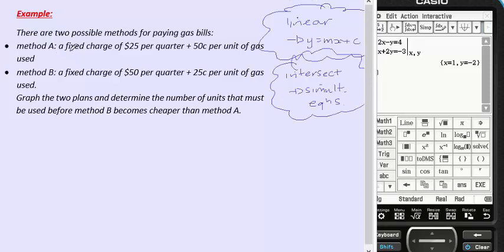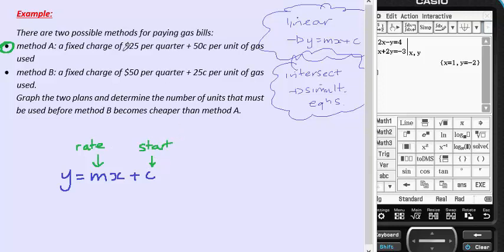Now, first of all, we've got a gas paying method where there's a fixed charge of $25 per quarter and 50 cents per unit. Remember, when we deal with mx plus c, the m, the gradient, stands for the rate and the c is the starting point. So if I write down here y equals mx plus c, let's do method 1 in green, then my m will be my rate and my c, my y-intercept, is my start.